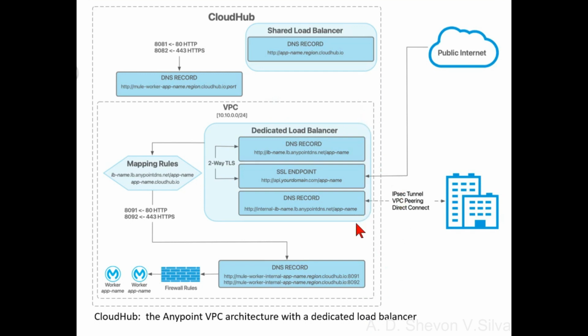Additionally, a CloudHub dedicated load balancer has an internal domain name to be used by the applications and clients within the Anypoint VPC. The structure is internal-lb-name.lb.anypointdns.net.